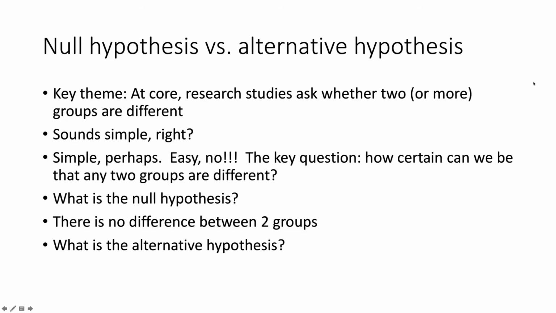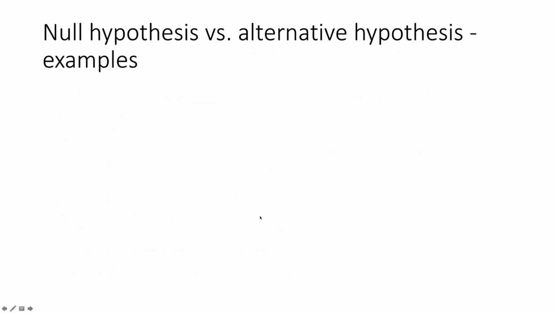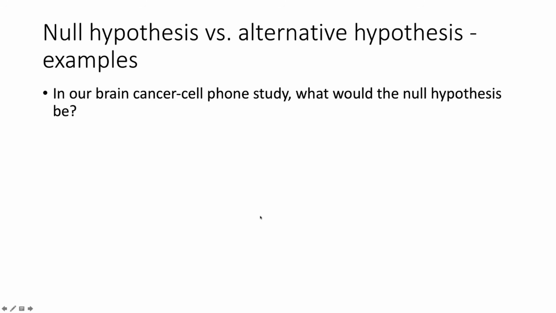So Patricia, unmute yourself and tell me, what is the alternative hypothesis? When there is a difference between the two or more groups. Yeah, exactly. So the alternative hypothesis is saying there is a difference. Null hypothesis is no difference. Alternative hypothesis says there is a difference. Perfect. Okay, so let's come up with some examples.